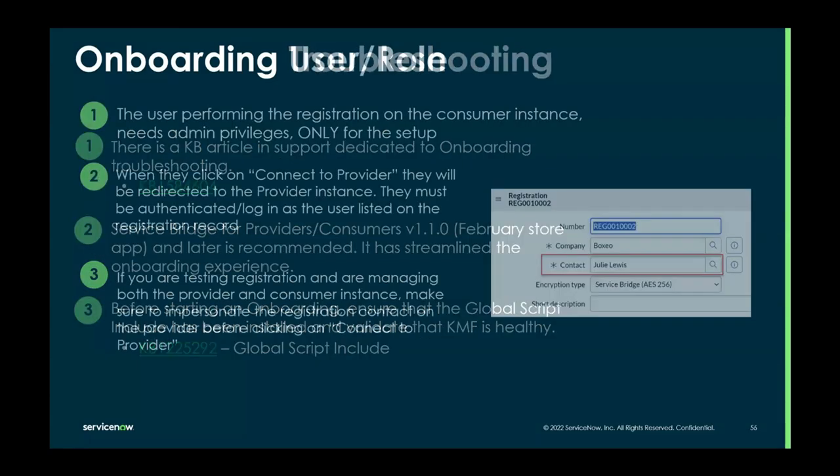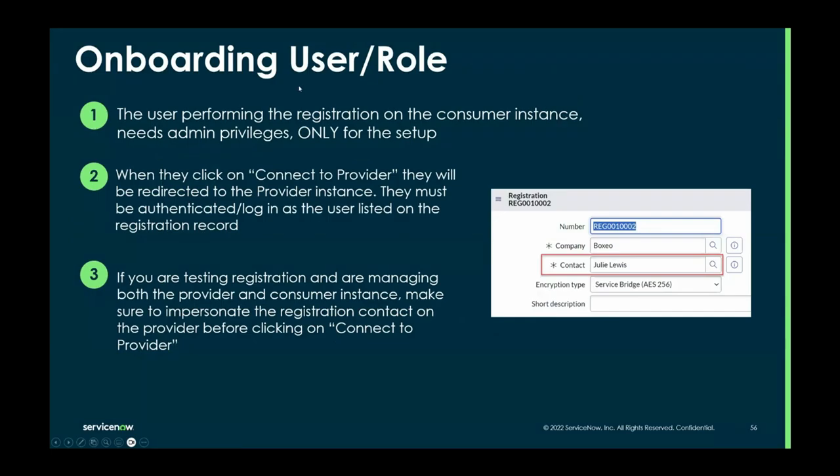So moving on, onboarding user role. We touched on this a little bit earlier, on why you have to do the impersonation. We'll just go over this quickly, but the user performing the registration on the customer admin needs admin privileges, and this is only for the setup. This is the person that's actually going to click on the link that they received, log in as admin, and have that connect to provider button.